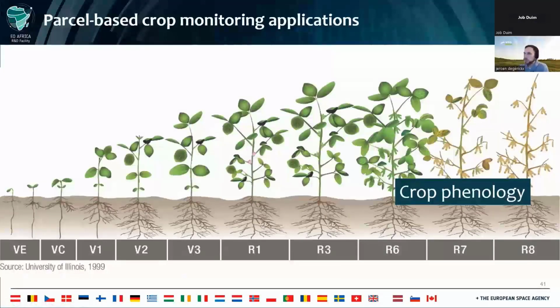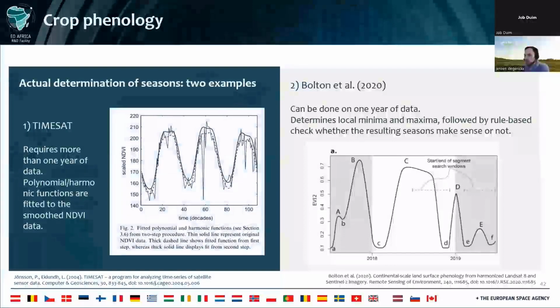I noticed I will have to speed up a bit, so we'll go through the other applications as well. Crop phenology, so detecting the start, end, and the peak of the growing seasons, is also something we typically do at parcel level. It's typically done by detecting these peaks in the time series and the associated local minima with these peaks, and then based on some threshold analysis, it's determined whether this is actually a valid growing season or if it's too low or too short to be a real growing season. So that's typically how these crop phenology parameters are determined based on this time series.